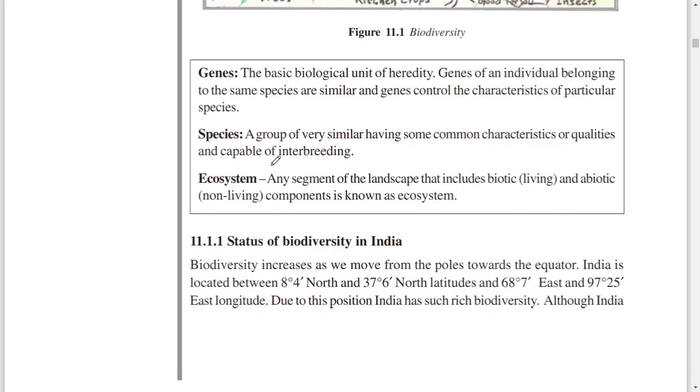That was the gene. What is a species? A group of very similar individuals, having some common characteristics or qualities and capable of interbreeding. It is called a species. Okay. What is an ecosystem? Any segment of the landscape that includes biotic, meaning living, and abiotic, non-living components is known as an ecosystem. The area in which both biotic and abiotic things are available is called an ecosystem.